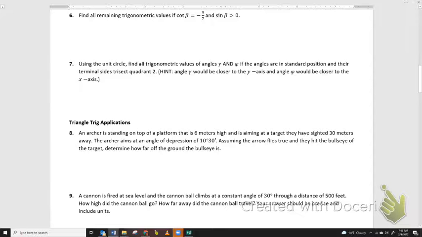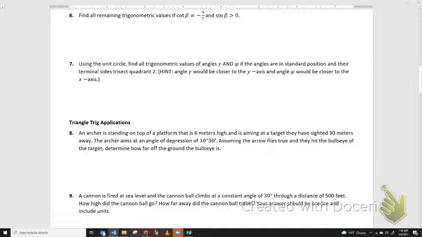So where it says triangle trig application, here we're starting with question 8. Question 8 says an archer is standing on top of a platform that is 6 meters high and is aiming at a target they have sighted 30 meters away. I'm going to stop right there and begin drawing a picture. And you guys already know to laugh at my horrible pictures.